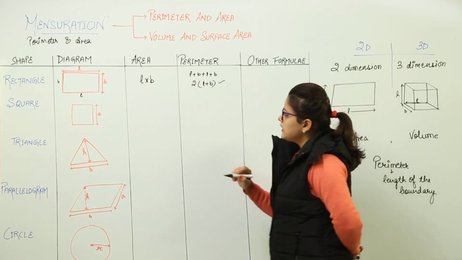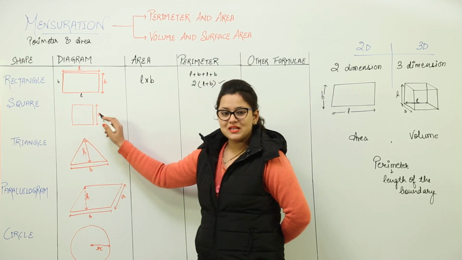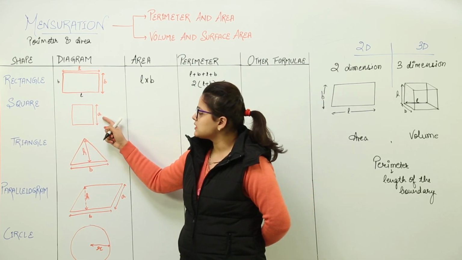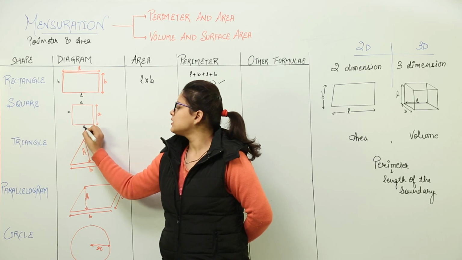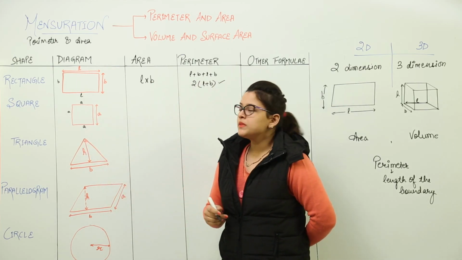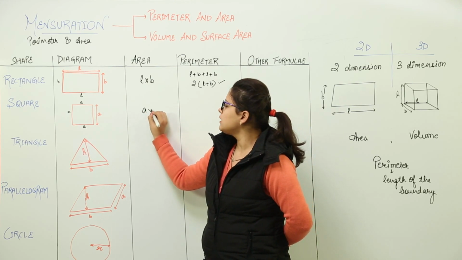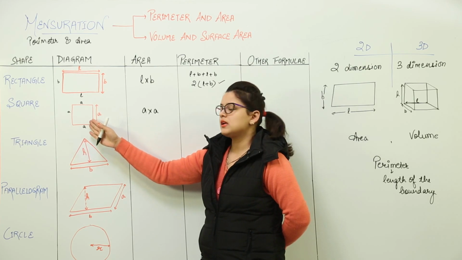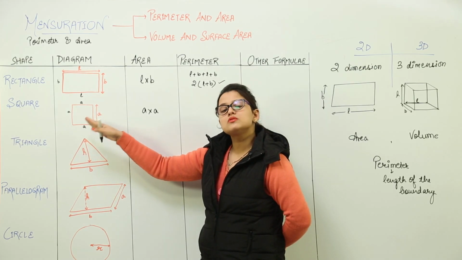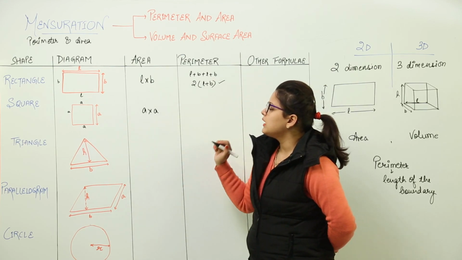Now let us do square. Square has all the sides equal. So if one side measurement is A, all the other sides will also be equal to A. That means the area would be equal to A into A, because the length for this is A, the breadth for this is also A only. So we get the area as A into A.